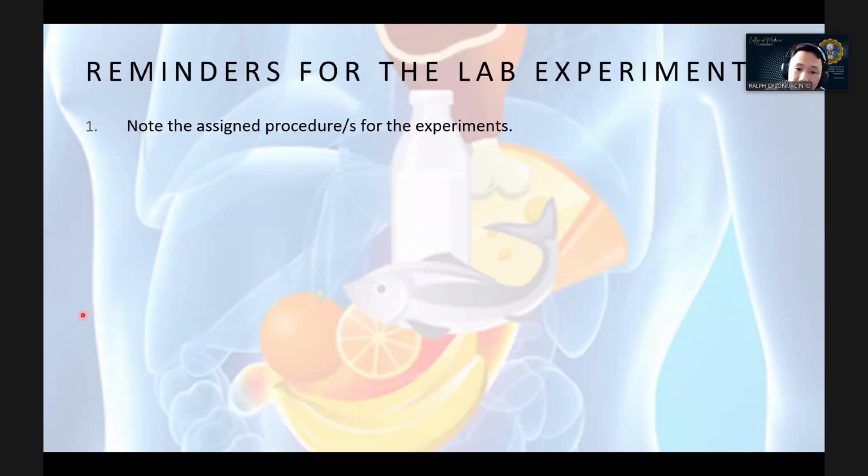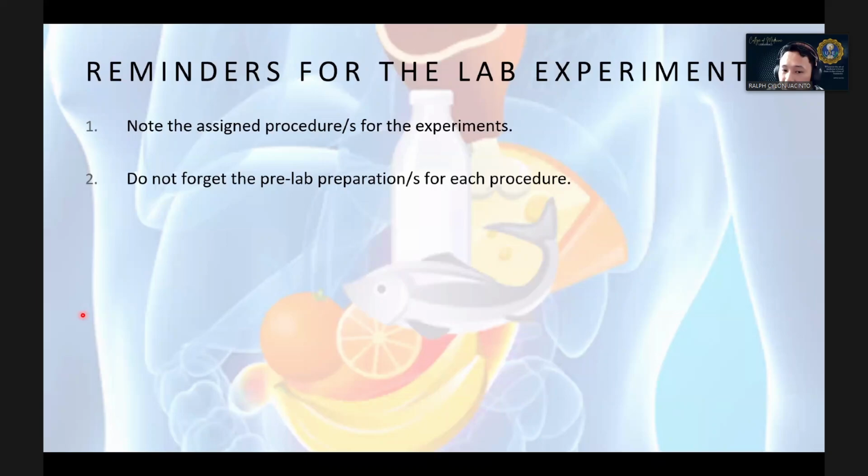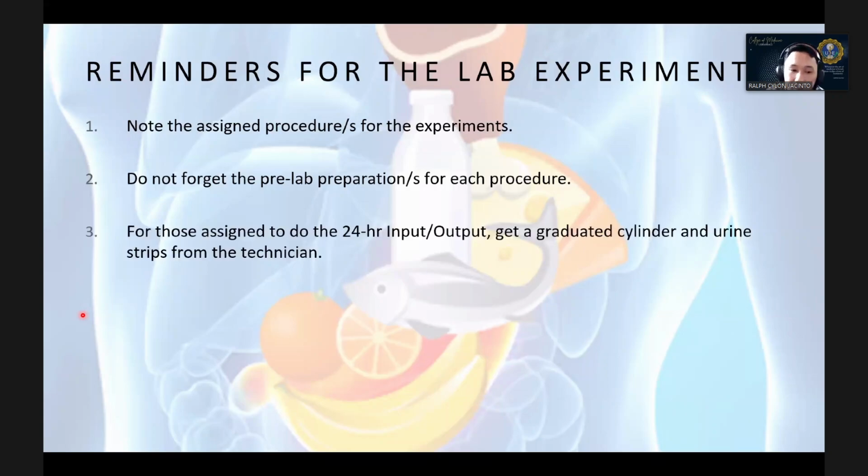So, please note that of this one, yung what I've shown you before, yung assigned procedures per subject. And then, please note that you need to do pre-lab preparation for each procedure. So, meron kayong kailangan gawin doon na fasting and you have to drink certain amounts of water before you do certain procedures in experiment 10. And then, for those assigned to do the 24-hour input and output determination, kasi you have to do it ngayon. Kasi if our lab session is 1 o'clock for tomorrow for section C, you have to start at 1 p.m. later. So you need to get a graduated cylinder and urine strips from the technician.